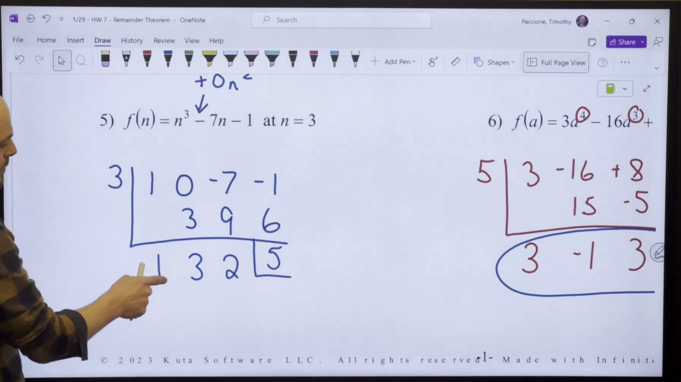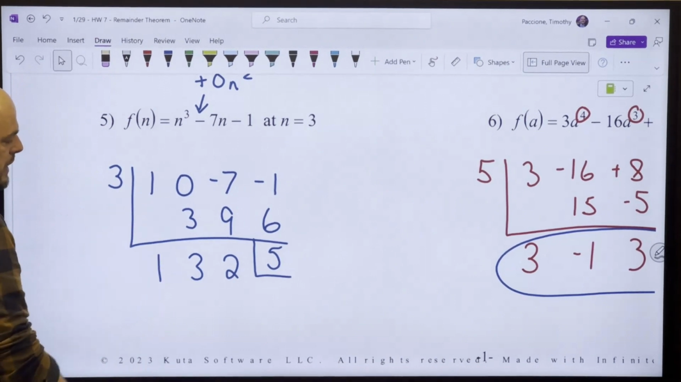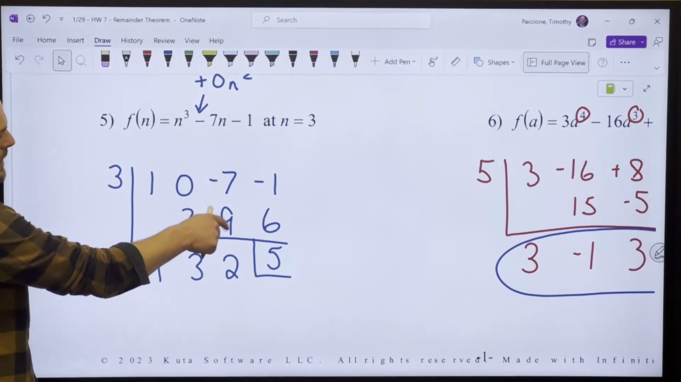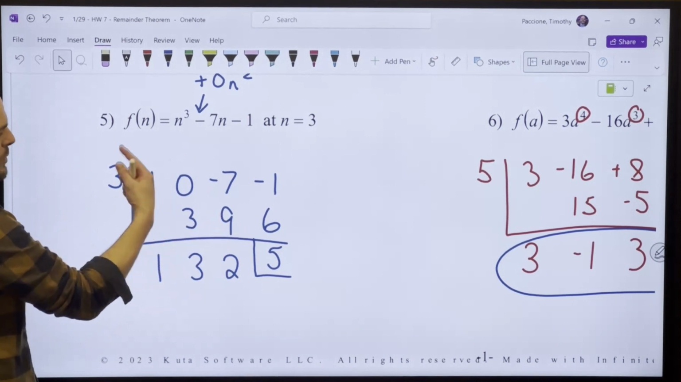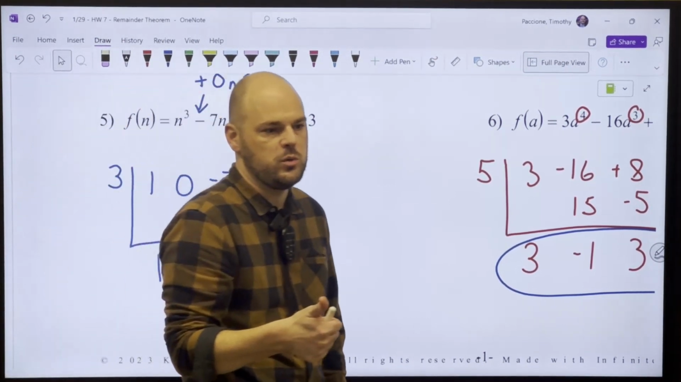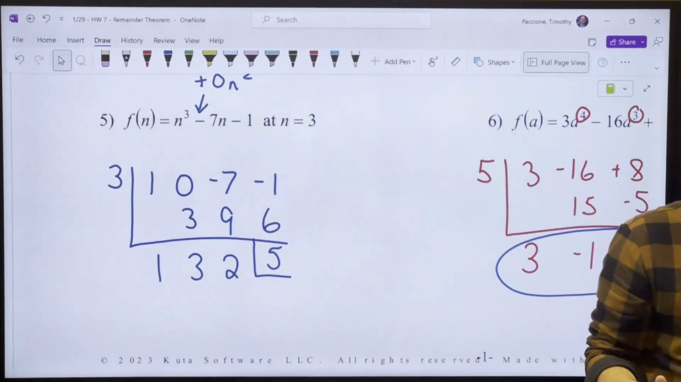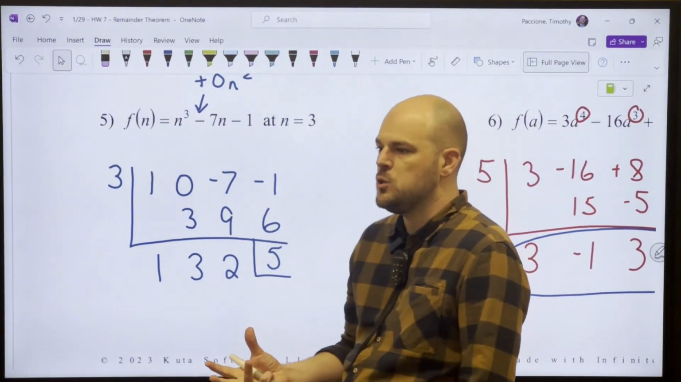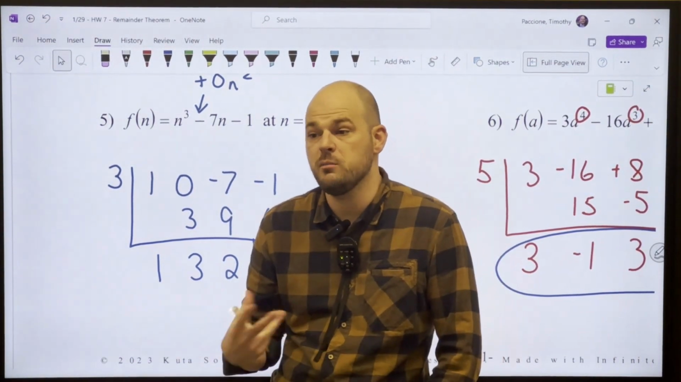3 times 1, 0 plus 3, 3 times 3, 9 minus 7, 2 times, I mean, these are elementary school math problems, right? And I don't say that to say you can't make a mistake. Of course you can make a mistake. You can make a mistake anywhere.